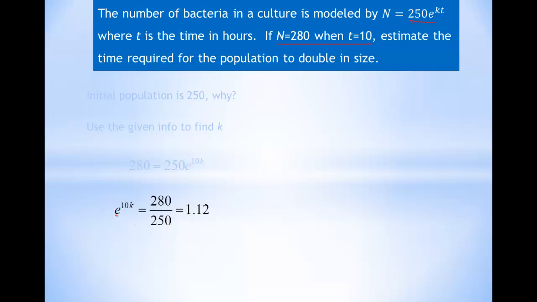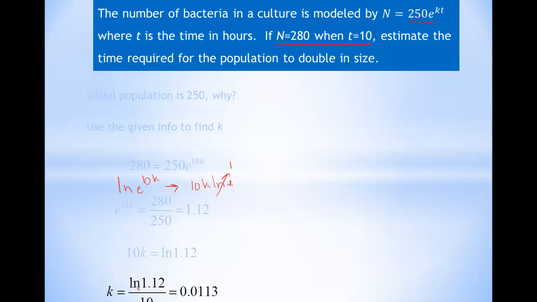Now again, remember the rule. Whenever we had an exponential equation, we isolated the exponential term that has the variable in it. Here we're solving for k. And then I'm going to take the ln of both sides. If I take the ln of e to the 10k, I can use my power rule and write that as 10k ln of e, and I know that the ln of e is simply equal to 1. And I can get a value for ln of 1.12. And then obviously the next step is going to be to divide by 10. And now I have my k value right there.